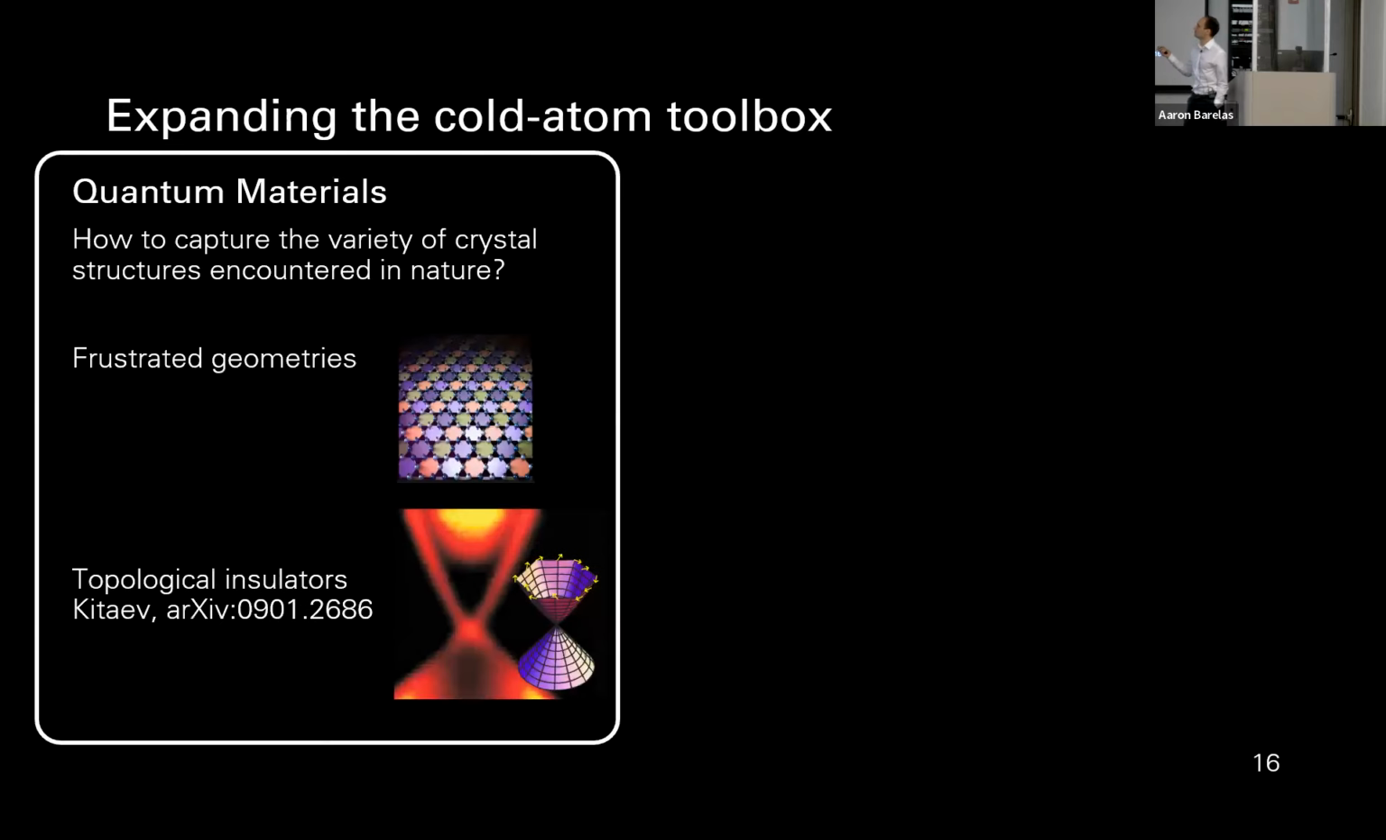And so there are maybe 2 main ways to expand the cold atom toolbox. From a condensed matter perspective, what you can do is to probe different types of quantum materials and expand the types of crystal geometries you could look at using atoms. For example, looking at crystal geometries where interactions between the atoms might be frustrated, or even implementing more exotic types of topological insulators.